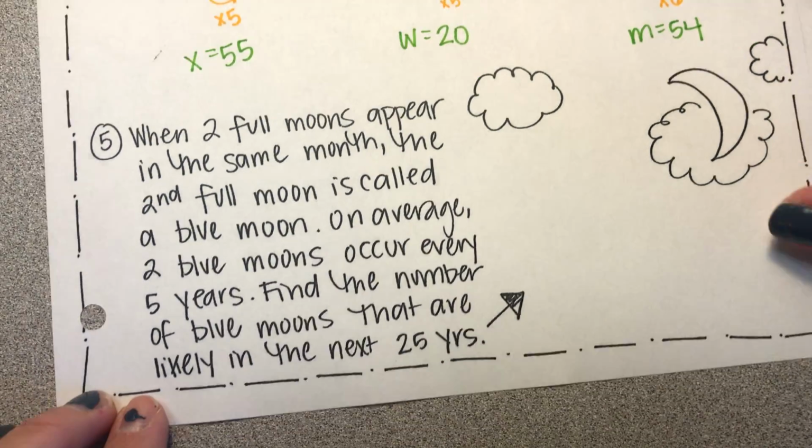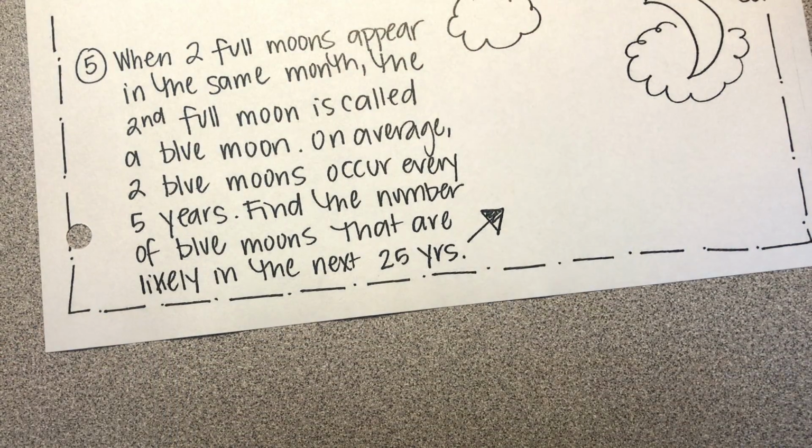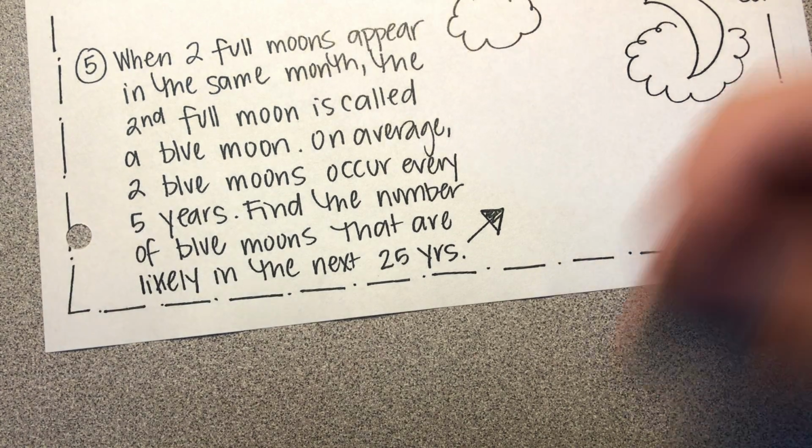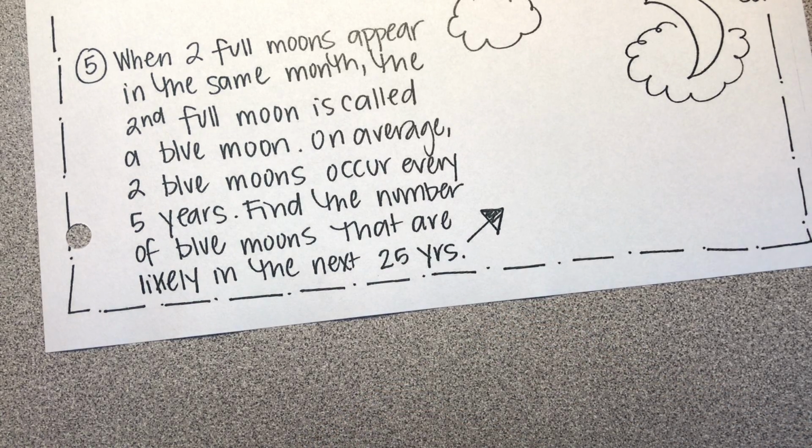Okay, and then the last part, let's look at this full moon question. It says, when 2 full moons appear in the same month, the second full moon is called a blue moon. On average, 2 blue moons occur every 5 years. Find the number of blue moons that are likely in the next 25 years.